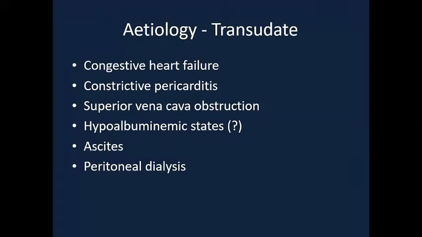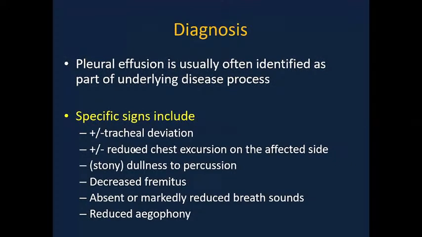Transudative effusions are largely hemodynamic in origin. So this would include congestive heart failure, constrictive pericarditis, superior vena cava obstruction, hypoalbuminemic states like in severe chronic liver disease, protein wasting states like nephrotic syndrome, ascites, and peritoneal dialysis. So those will be some of the causes of transudative effusions.